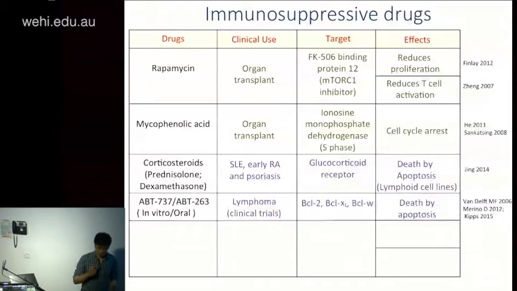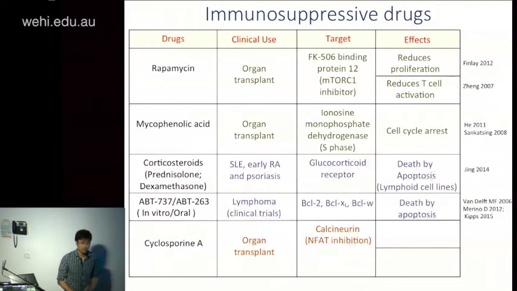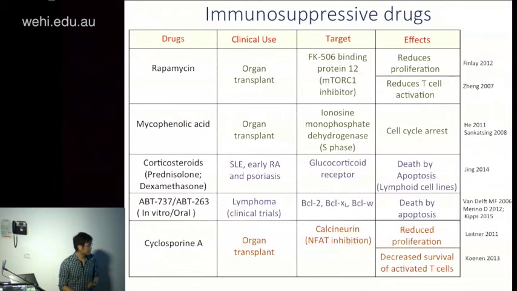So the last drug that I'll be presenting is Cyclosporine A, which is used in organ transplantation. Basically, it targets and inhibits calcineurin, and downstream of that leads to the inhibition of the NFAT pathway. So it's found that they can cause reduced proliferation, and they can decrease the survival of activated T cells.